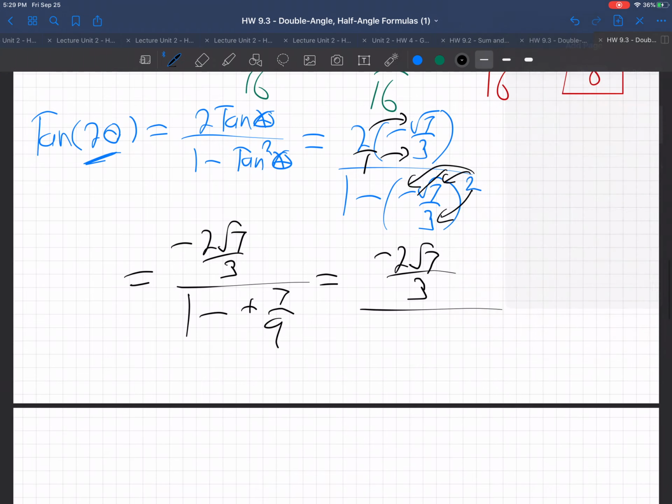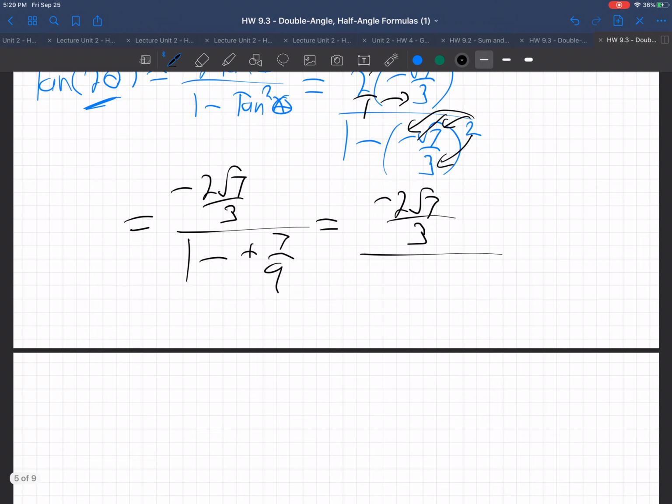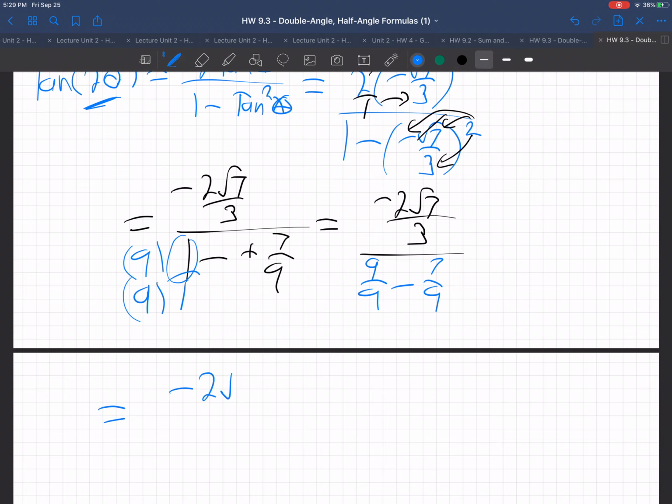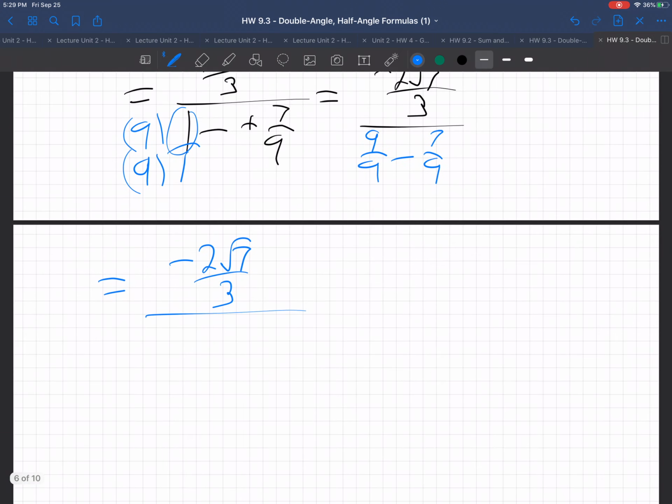This is a long problem. I need another paper here. On the bottom, this is 1. 1 is over 1, multiply top and bottom by 9 to make a common denominator. 9/9 minus 7/9, right? And so this is going to be minus 2 root 7 over 3 all over, what does that denominator become? 2/9. You tracking with me?